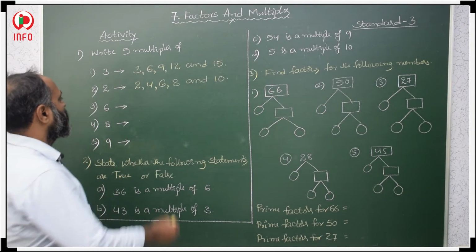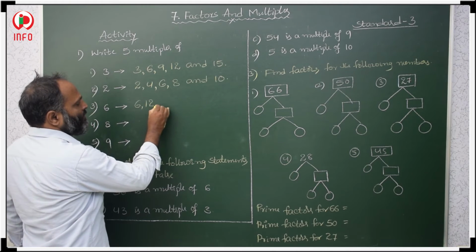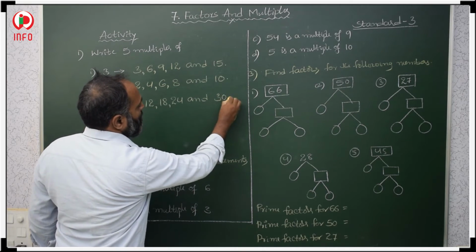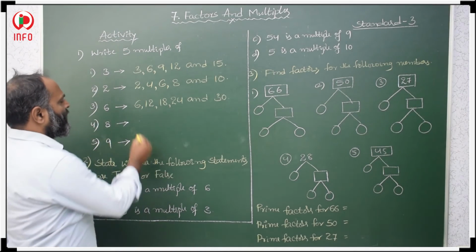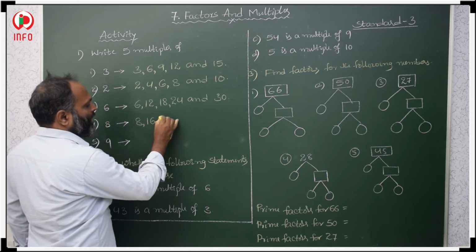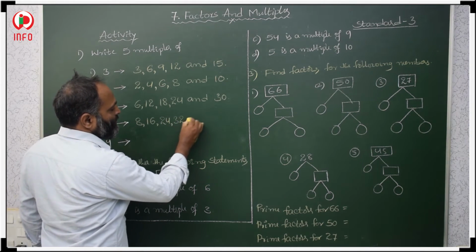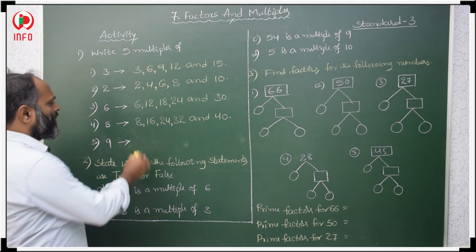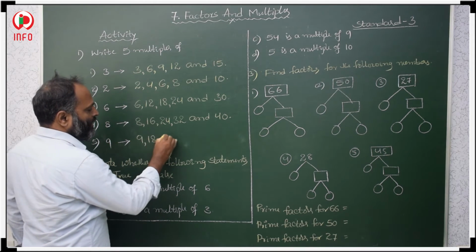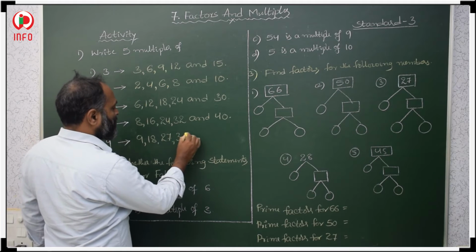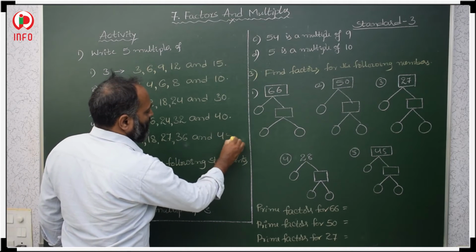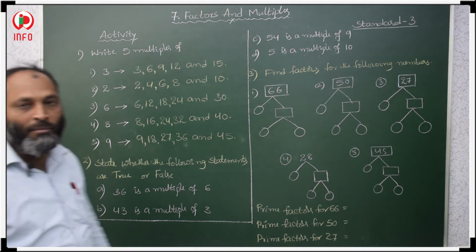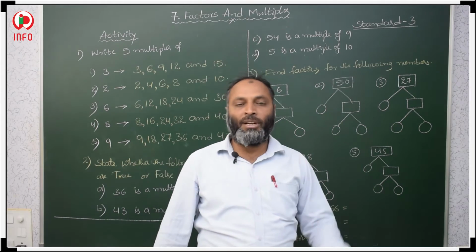Next, 6 multiples. 6 ones are 6, 6 twos are 12, 6 threes are 18, 6 fours are 24 and 6 fives are 30. Next, 8 table. 8 ones are 8, 8 twos are 16, 8 threes are 24, 8 fours are 32 and 8 fives are 40. Next, 9 table. 9 ones are 9, 9 twos are 18, 9 threes are 27, 9 fours are 36 and 9 fives are 45. These are the first 5 multiples of the given numbers, from 1 to 5 we have to write.